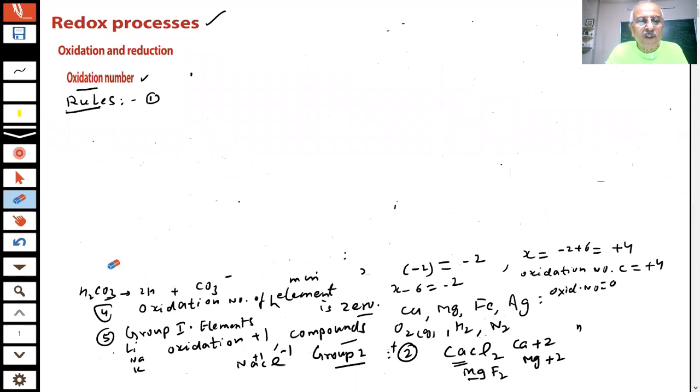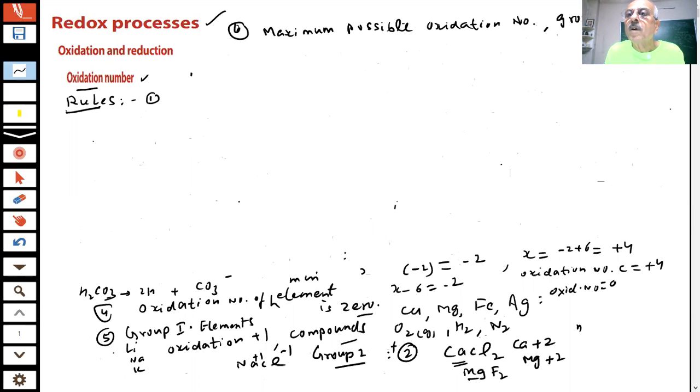Like this, we can assign oxidation numbers, students. Further, the sixth point I'm saying is the maximum possible oxidation number. For group 1 and 2, it is their group number.